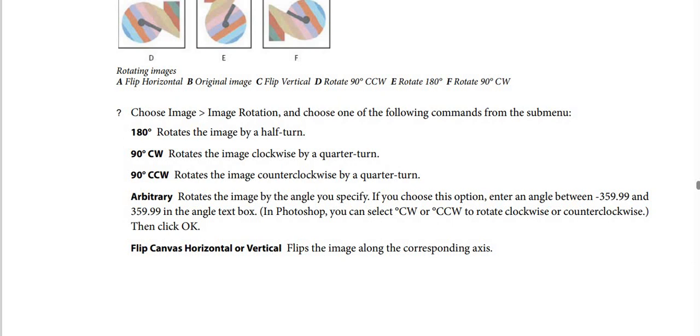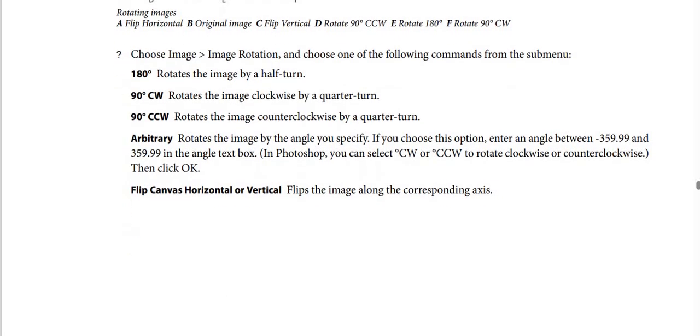If you choose this option, enter an angle between minus 359.99 and 359.99 in the angle text box. And in Photoshop, you can select CW or CCW to rotate clockwise or counterclockwise. Then click OK. So what about flip canvas horizontal or vertical? Flip canvas horizontal or vertical means flips the image along the corresponding axis.